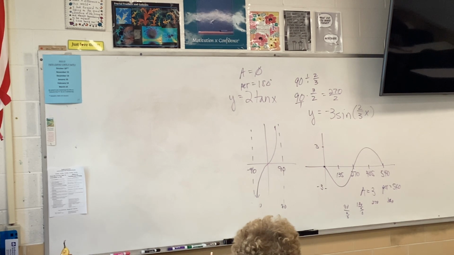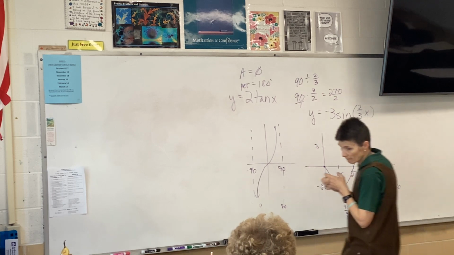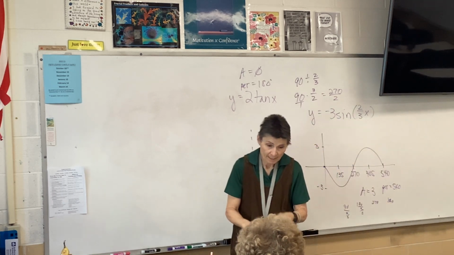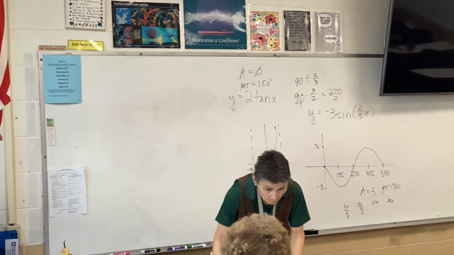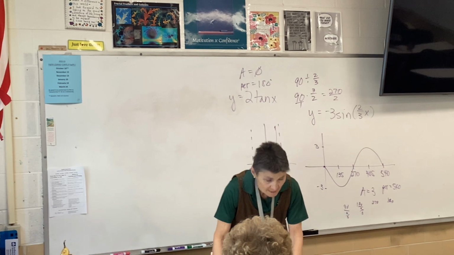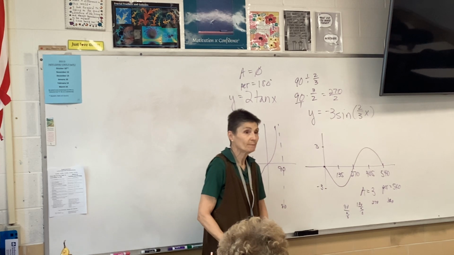So how do I type a secant into my calculator? 1 divided by cosine 19. Kaden got 1.0576. Is that good? Perfect.